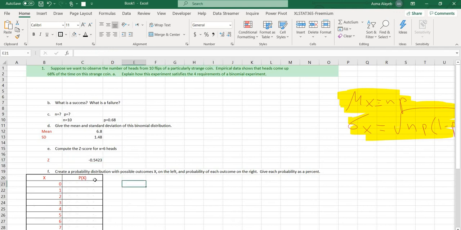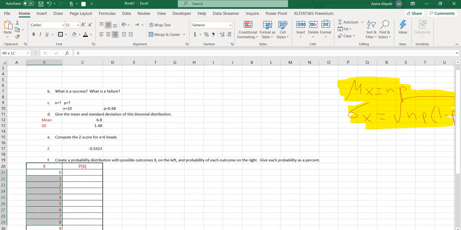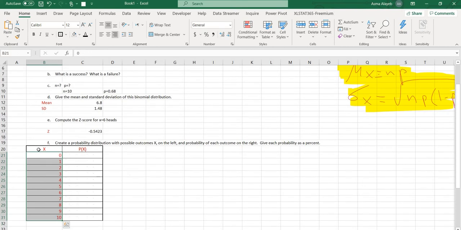Now, this is the biggest part of the question. We want to compute or find the probability distribution for all the possible outcomes for this experiment. Notice how we're performing this experiment 10 times and we are observing the number of heads that appear. So the possibilities for the number of heads: we can get 0 heads, so we're going to write 0. We can get 1 head, so we're going to write 1. We can get 2 heads or 3 heads or 4 heads or 5 or 6 or 7 or 8 or 9 or 10. Those are all the possible outcomes for that experiment.